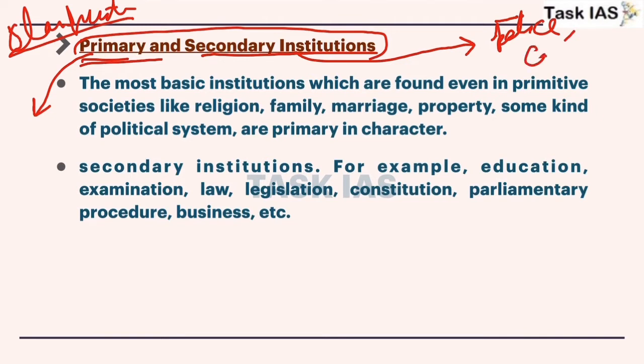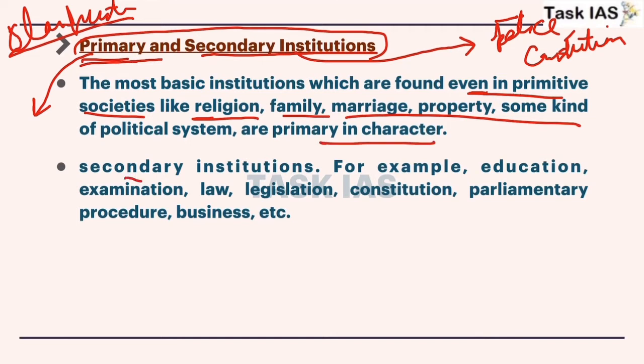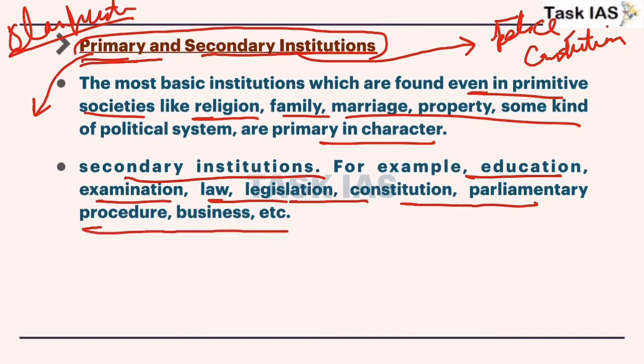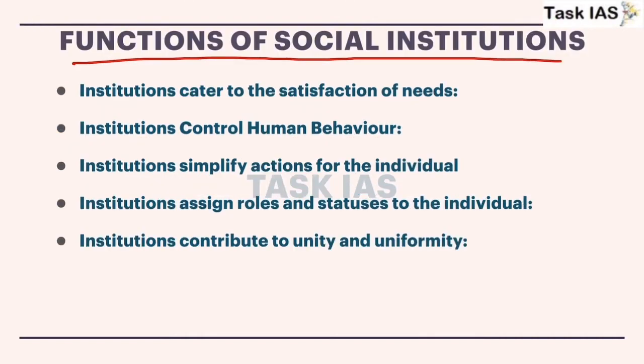So the most basic institutions which are found in any society, even in primitive society, like religion, family, marriage, these are primary institutions. These are primary in character. And secondary institutions which fulfill derived needs, for example education, examinations, law, legislation, constitution, parliamentary procedure, and business, these are secondary institutions.